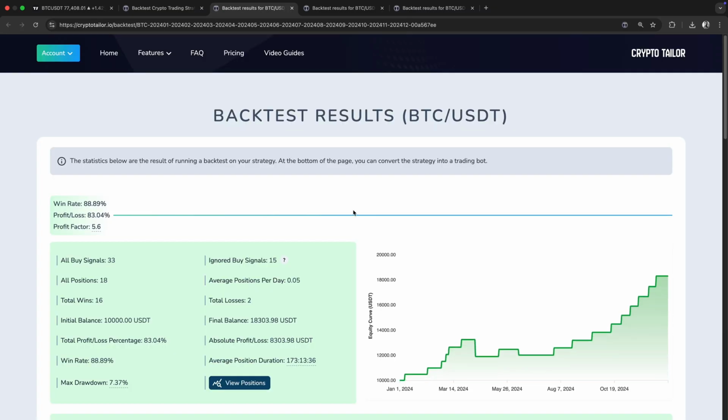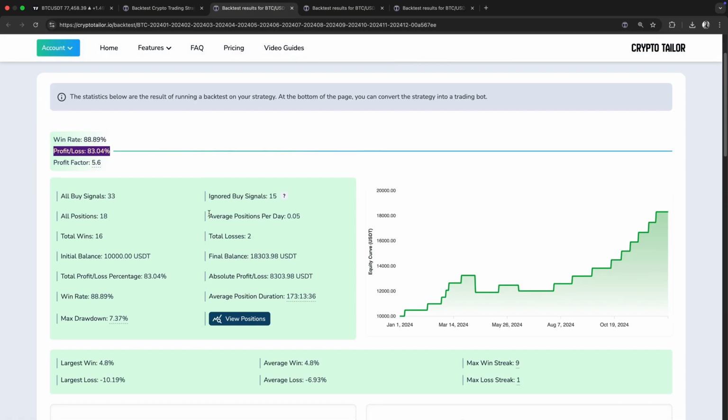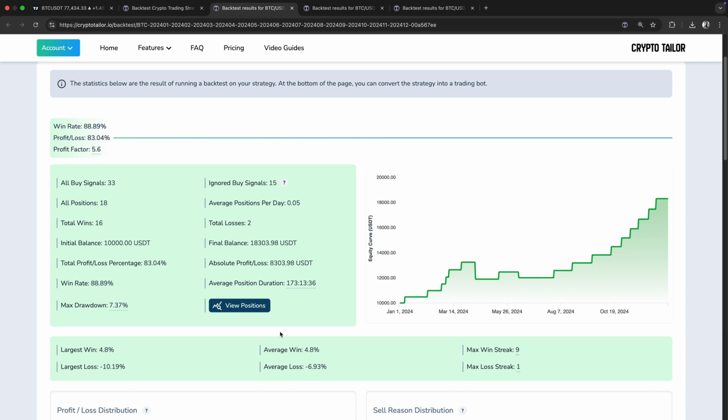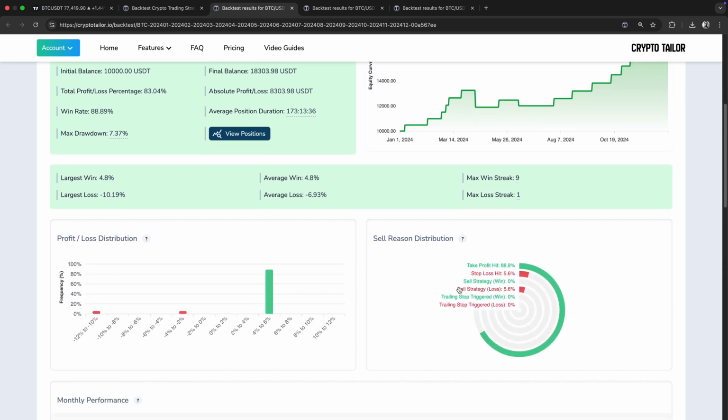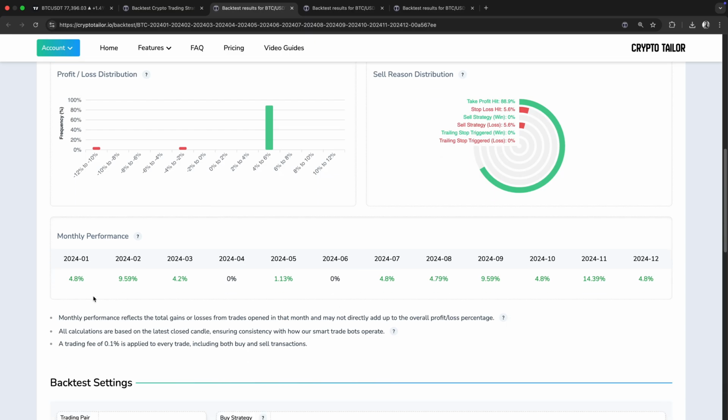As you see, our win rate is now 88%, with an overall profit of 83%. The maximum drawdown is just 7%, and only 5% of our sell signals resulted in a loss. The monthly performance is also much more consistent across the board.